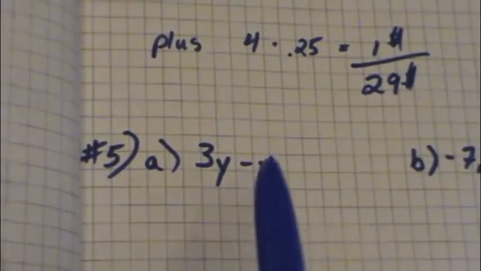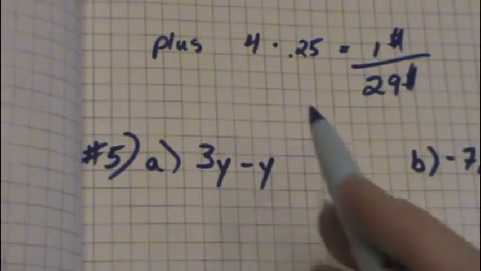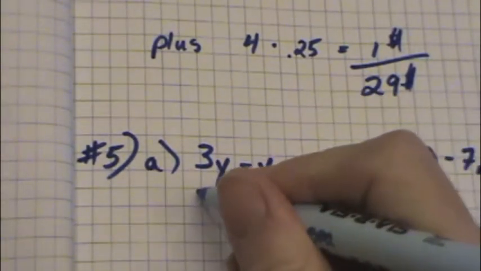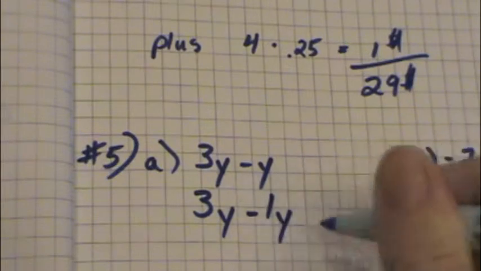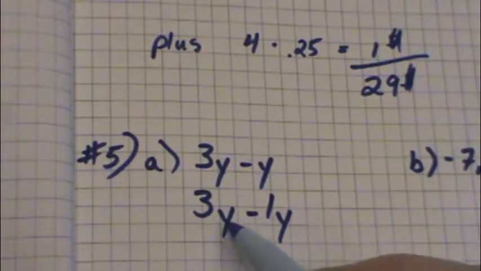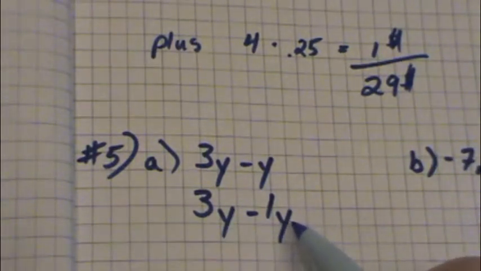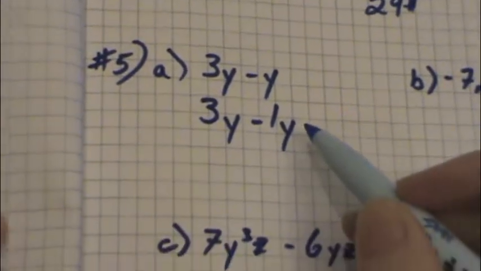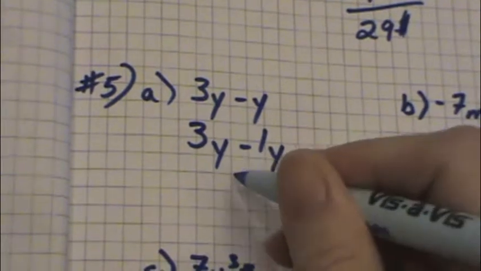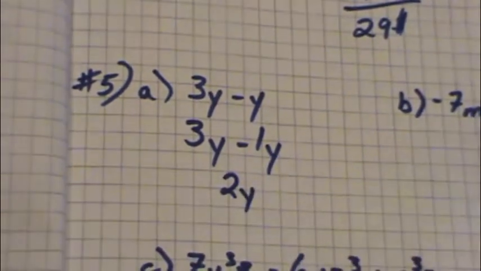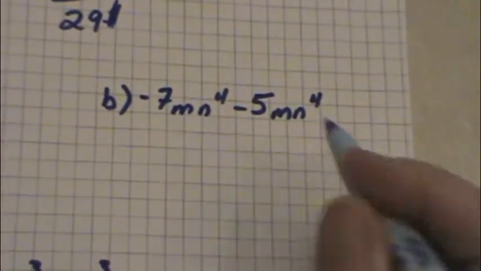Here we go. 3y minus y. Remember, we can always pretend there's a 1 in front of something. 3y minus 1y. What are our variables? A y here, a y here. Are those like terms? Yes, they are. So can we combine them? Absolutely. What's 3 minus 1? 2y. That's your answer. Letter B.